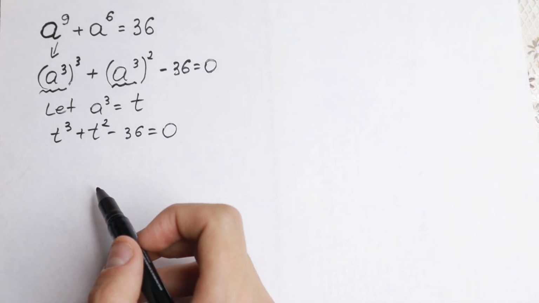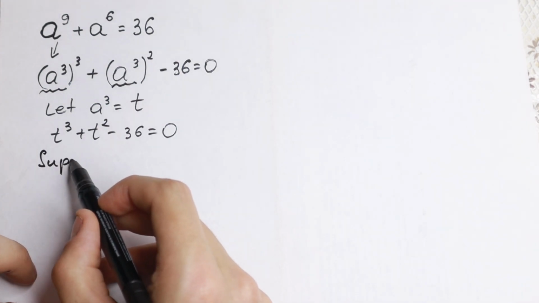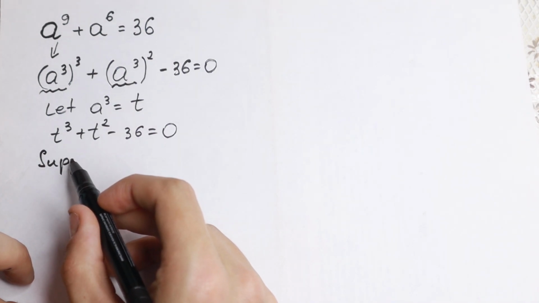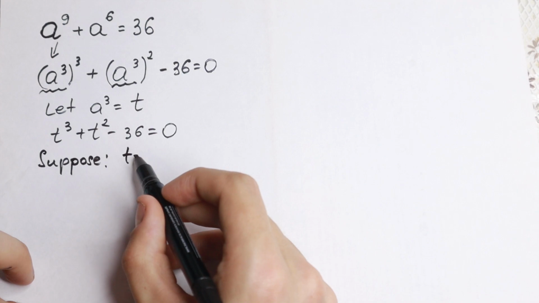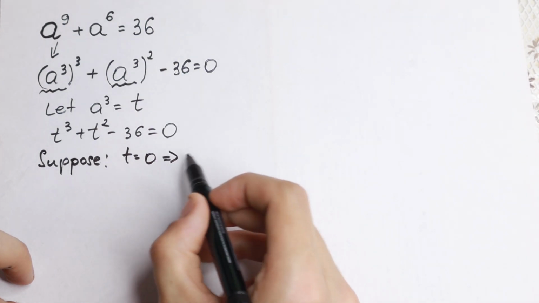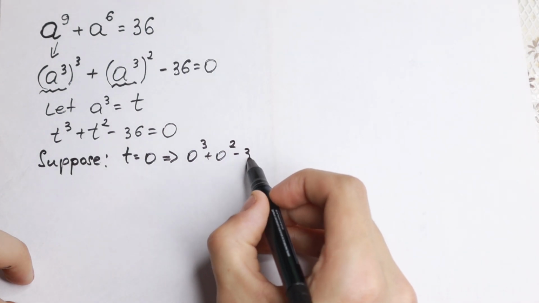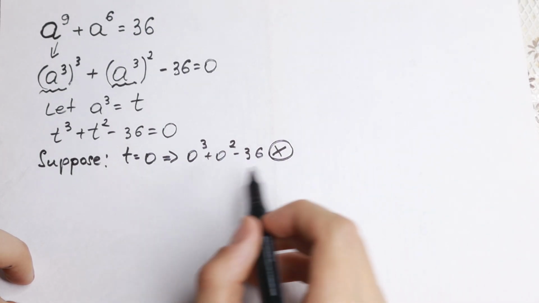But how can we solve it? I want to show you my real quick approach. I like this approach so much. Let's suppose 1, 2, 3, 4, and let's try to plug in these solutions. Let's start, for example, with t equal to 0. What do we have as a result? 0 cube plus 0 square minus 36. Of course, this is not equal to 0, so this is not good for us.